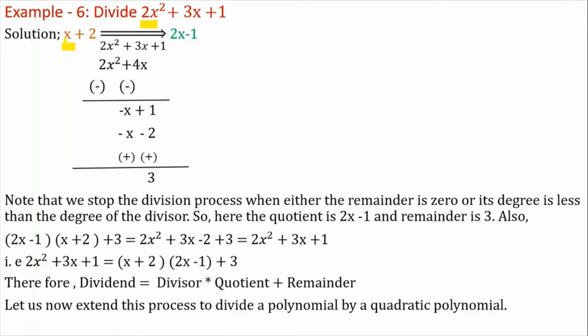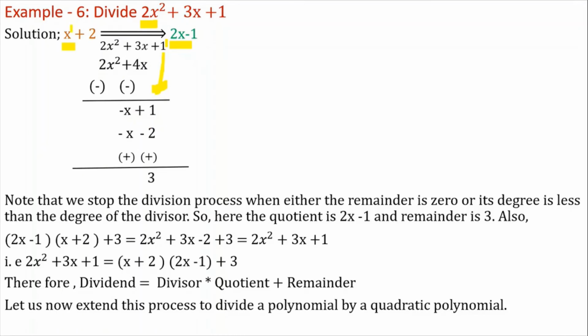So 2x into x becomes 2x squared. I am taking 2x as the quotient term. Then if I multiply 2x with the whole divisor, I get 2x squared plus 4x. Now we want to change the signs. Here these two signs are positive, so I am changing them to negative, making a subtraction. Now we get minus x, and we bring down the term plus 1, so it becomes minus x plus 1.